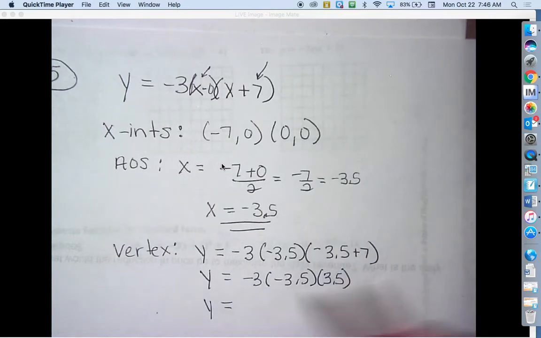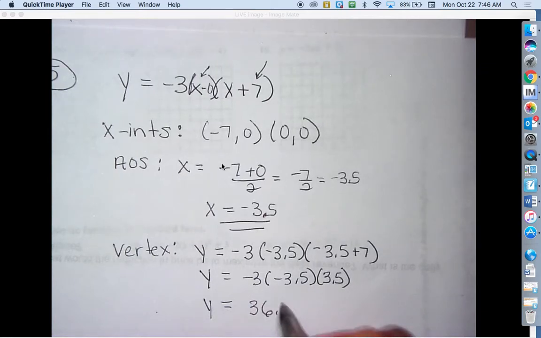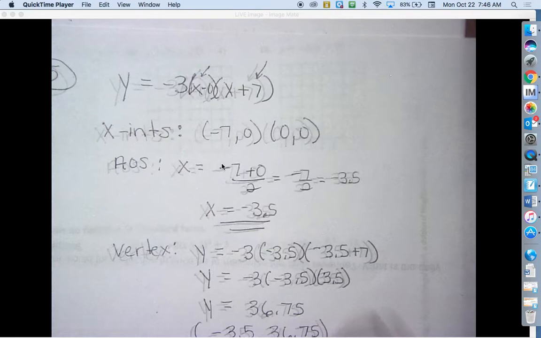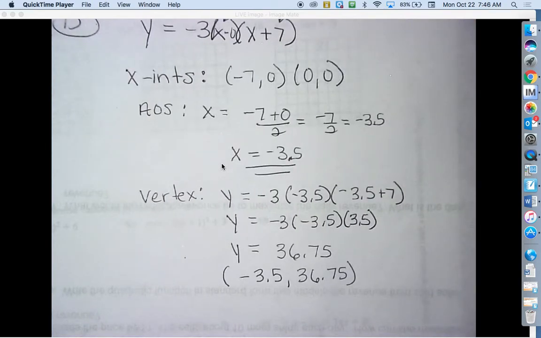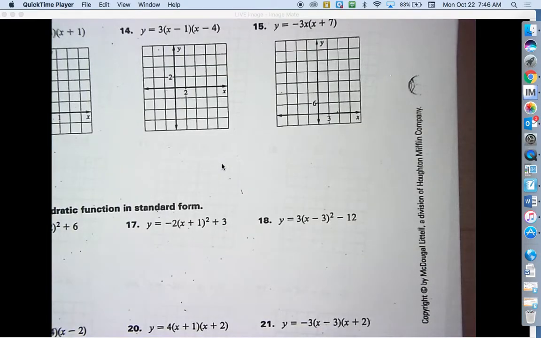Mackenzie, 36.75. Thank you. So our axis of symmetry was negative 3.5, the vertex 36.75 for the y value. So graphing that one, because it's such a large number, is a little more difficult. And they counted by 6 on the graph, so that's why it looks like that, counting by 6.